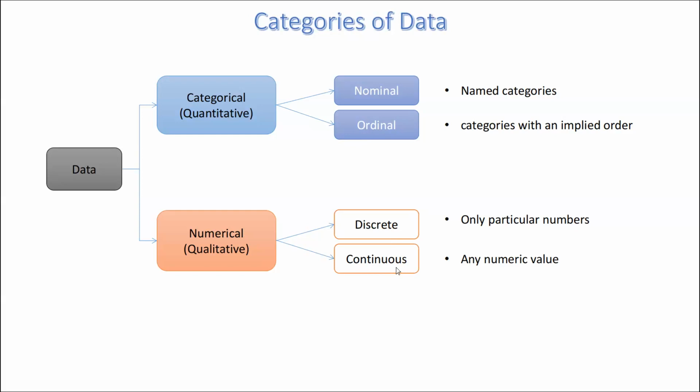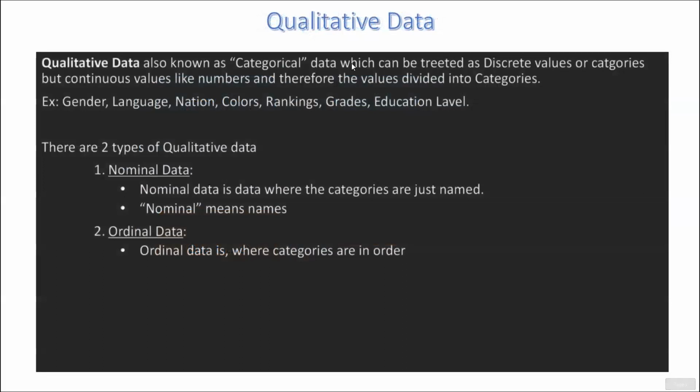We'll be discussing this deeper in the math part, where qualitative data is also known as categorical data, which can be treated as discrete values, unlike continuous values like numbers, and therefore the values are divided into categories. Unlike numbers, the categorical data has discrete values, which are derived as categories. The examples are as follows.